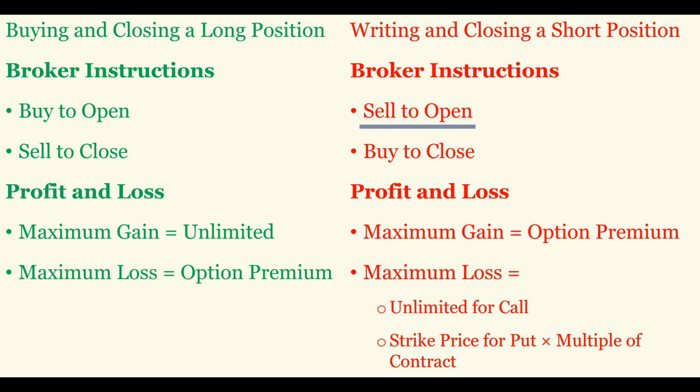To close that position, you instruct your broker to buy to close your position because you are, in effect, buying back the option you sold earlier. Your maximum gain equals the option premium minus the small commission, but your maximum loss equals the price of the underlying. So, if you sold a put on XYZ stock with a strike price of $100, then your maximum loss is $100 per share, since the stock cannot drop below zero.